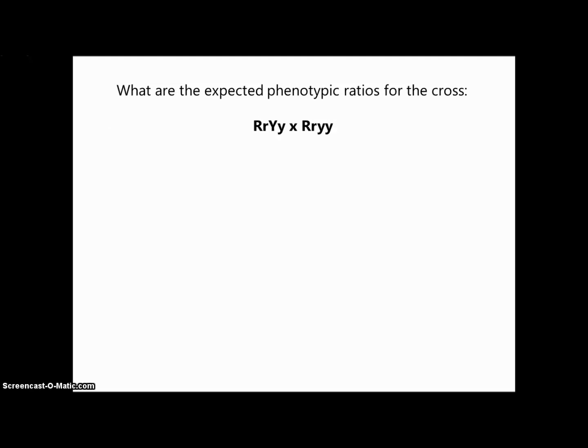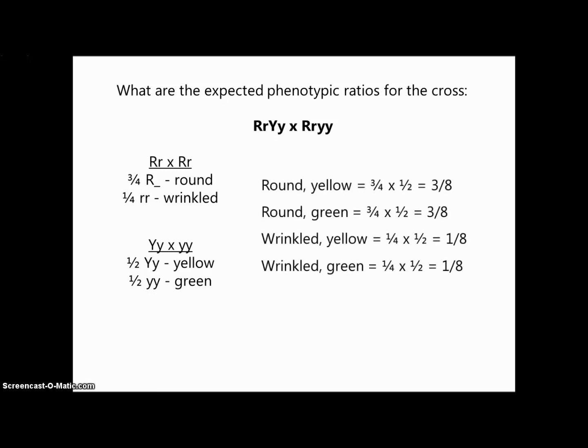So, whole different scenario. What are the expected phenotypic ratios for this cross? And this is a point where you can pause the video and try to figure it out for yourself. So again, the first thing you want to do is calculate the expected phenotypic ratios for the loci individually. And then you're going to calculate them together using the multiplication rule.